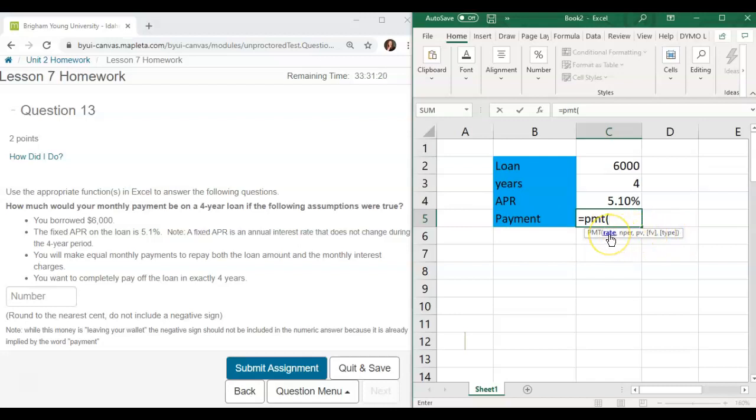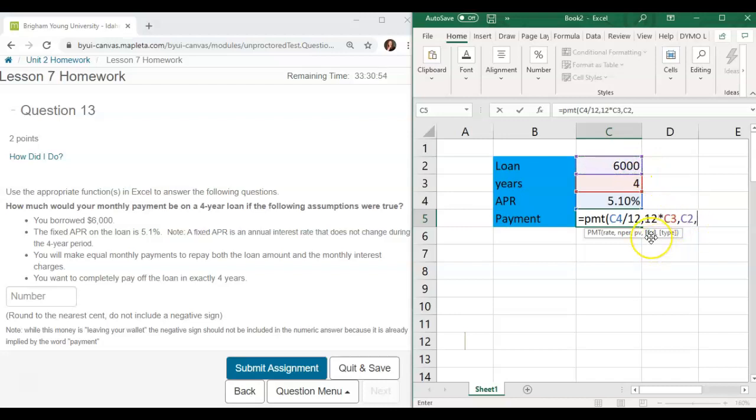The first thing we want is rate, and since I have it typed here, I'm just going to go ahead and cell reference the rate. Now I'm going to be making monthly payments, so I need to divide this by 12, comma. The number of periods here will be 12 months in a year times 4 years, comma. The present value of the loan is $6,000.